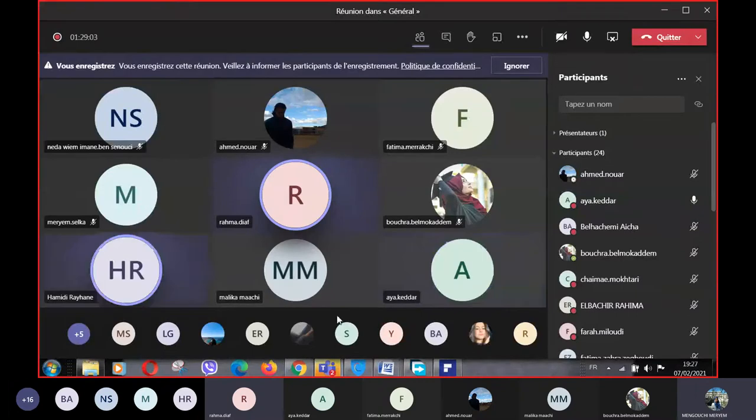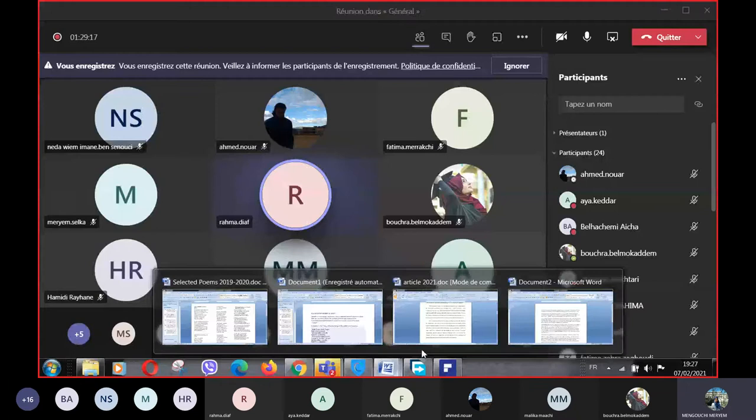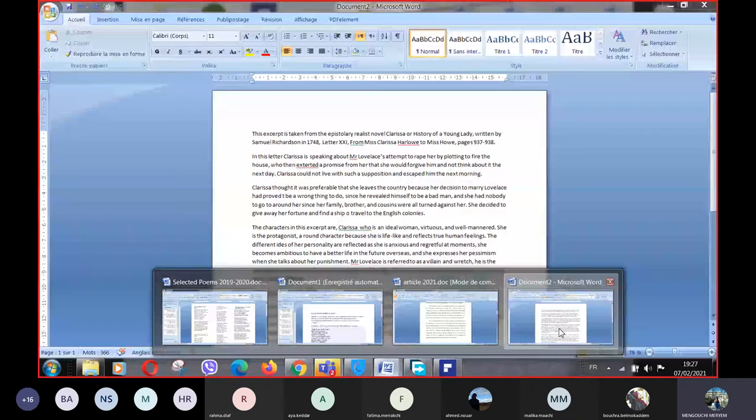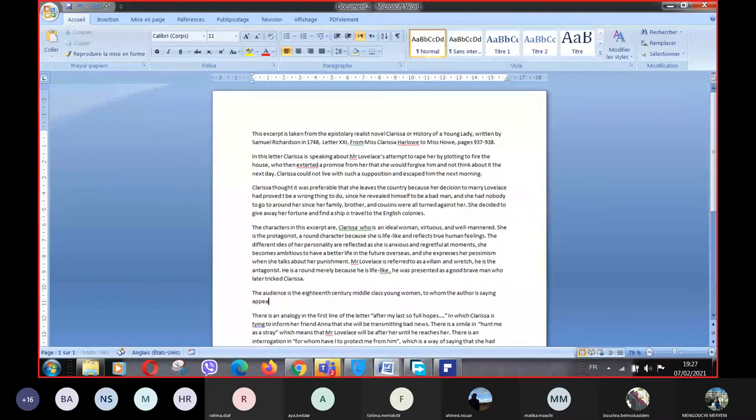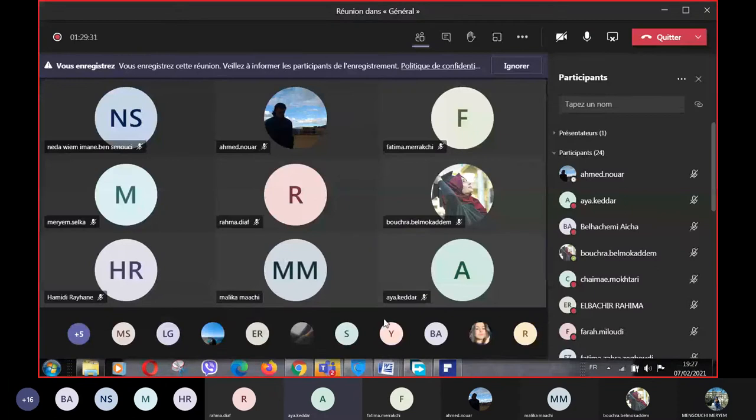Maybe that appearances are deceiving, because she first thought that Lovelace was a good man, and finally she realized that he represents evil. Okay, so appearances are deceiving. All right, let's hear Aya. Yes, purity, because Clarissa was a pure and virtuous woman. She could never surrender to Lovelace or compromise her morals.